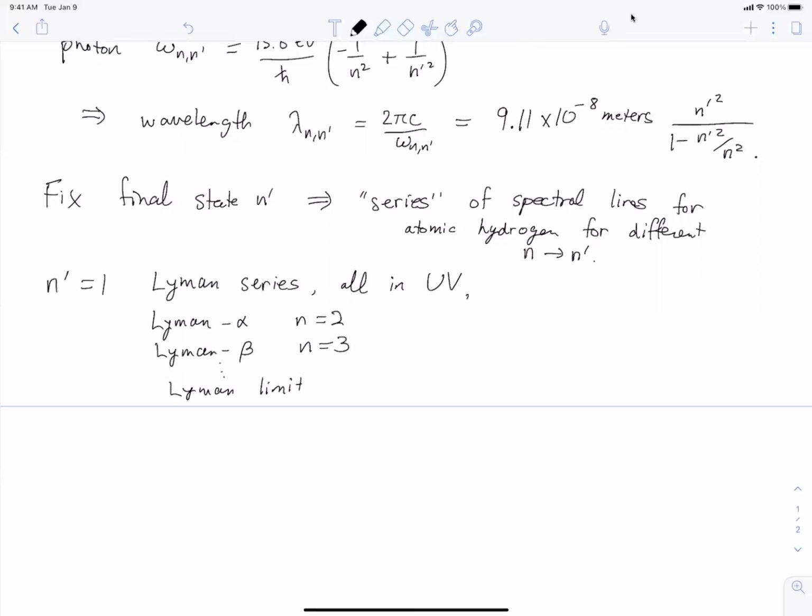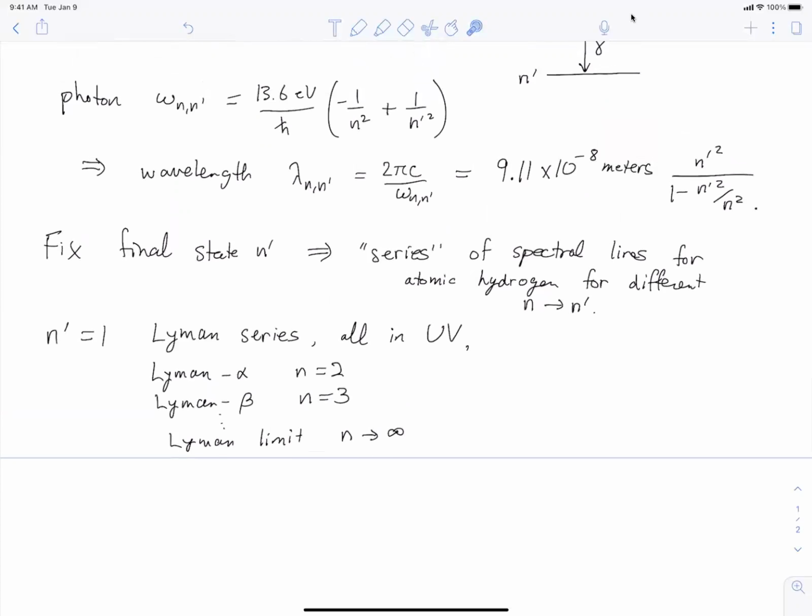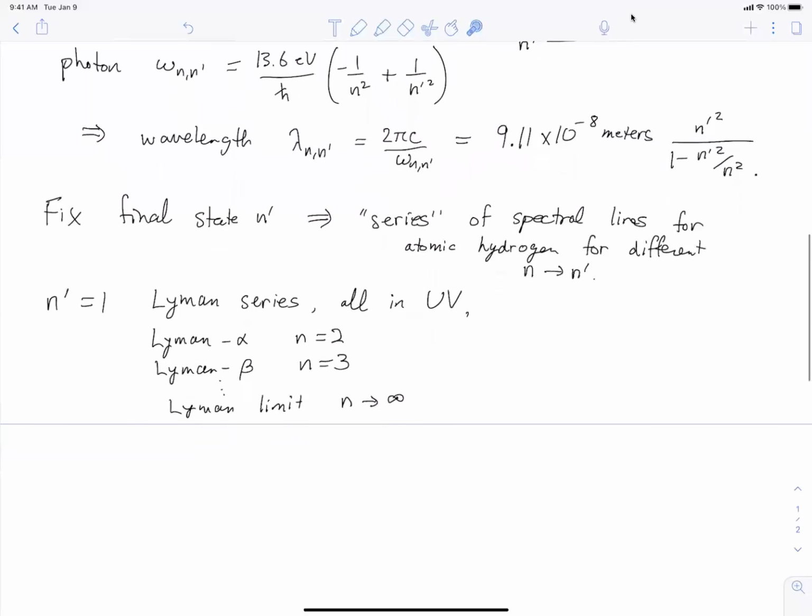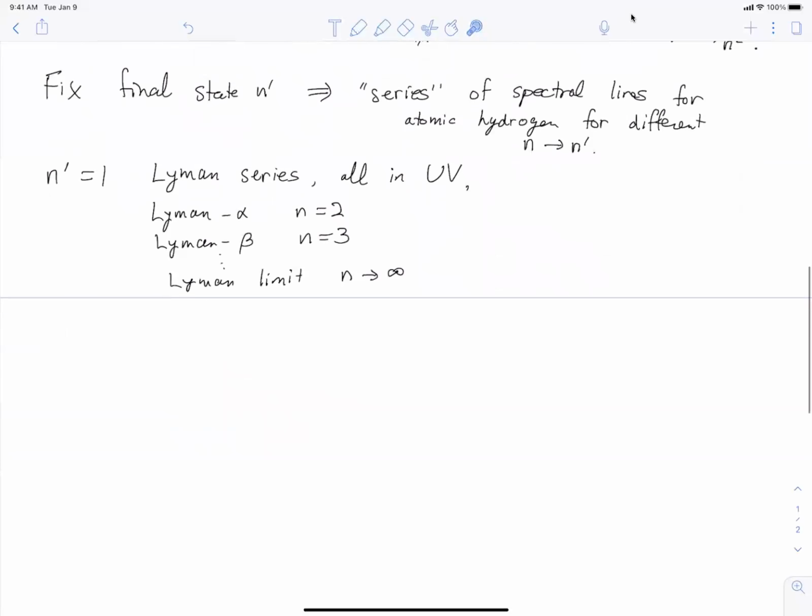The Lyman limit is just what happens when n is very large. When n is very large, you can look at the formula and see that it doesn't matter very much exactly how large it is, because this term is just going to 0. And so you get a bunch of very closely spaced lines in the ultraviolet. So these are closely spaced.